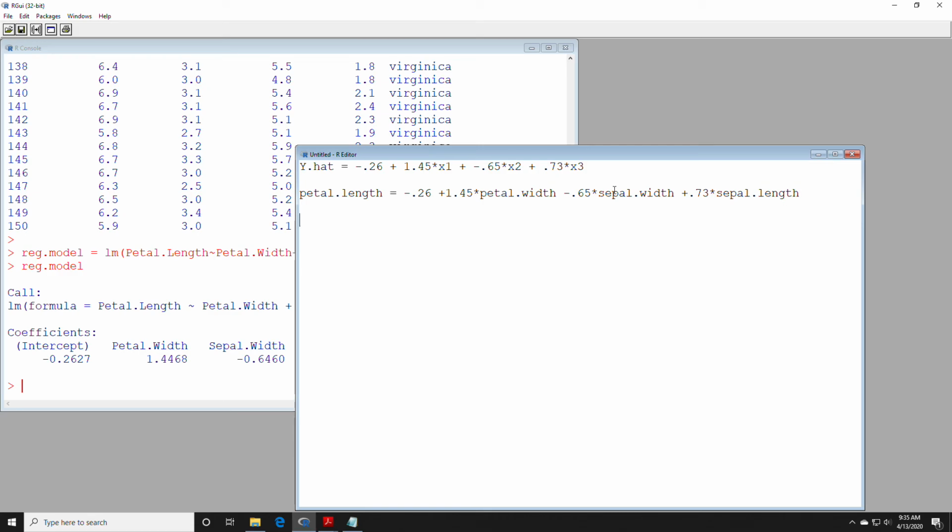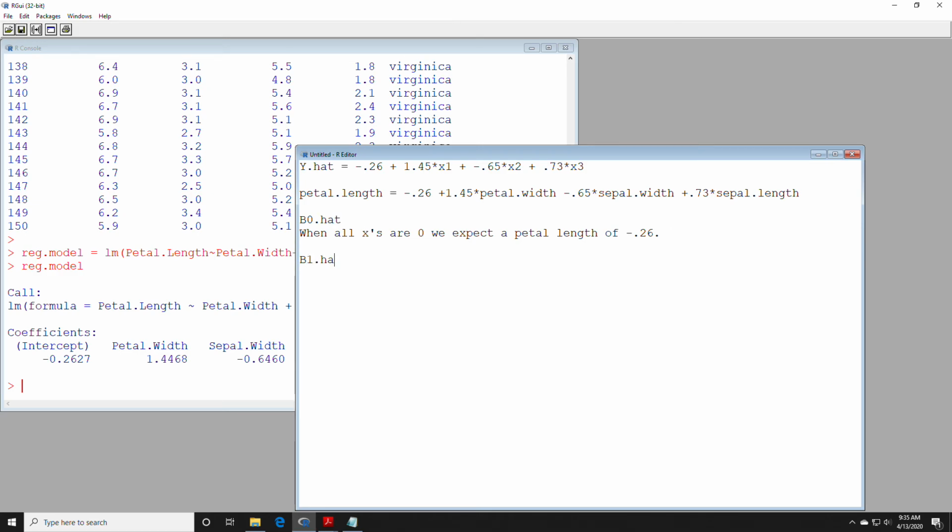So, I basically just said what this is, right? When all the x's are 0, we expect a petal length of negative 0.26, okay? So that's interpreting our beta naught hat.